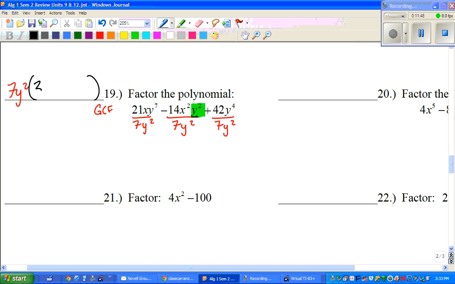21 divided by 7 is 3. The x stays. And then we have y to the 5th. 14 divided by 7 is 2. X squared. And then we're left with positive 42 divided by 7 is 6 y squared. And that's our final answer.